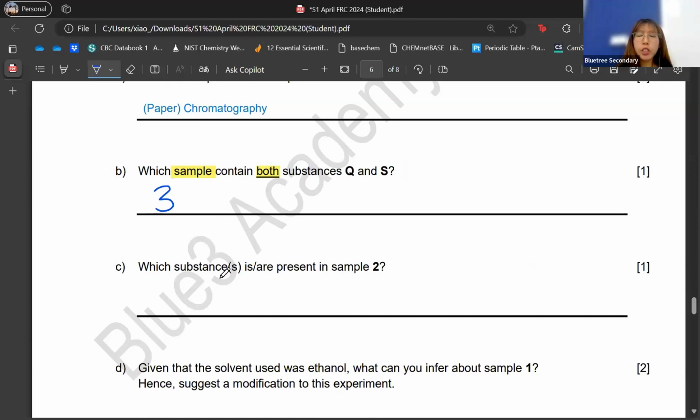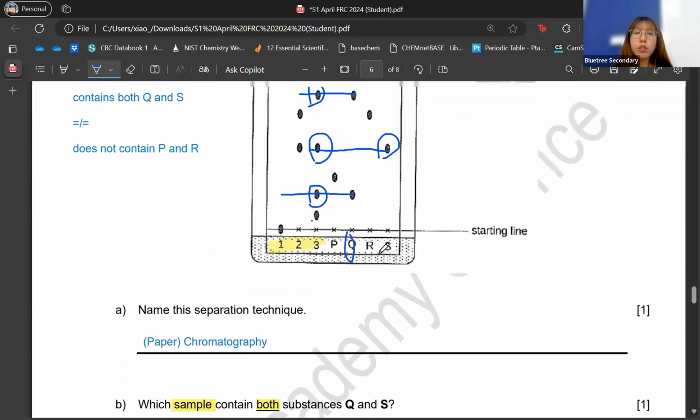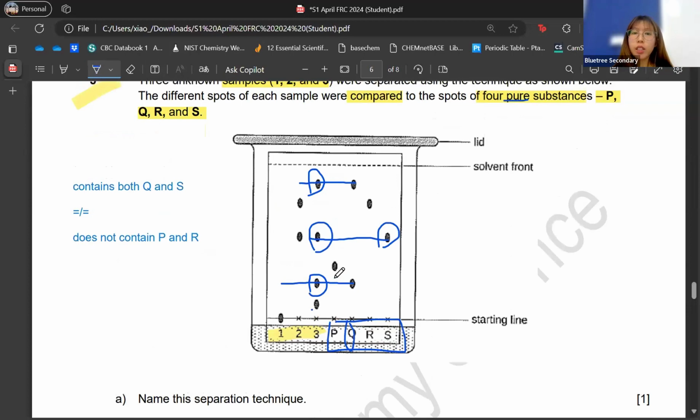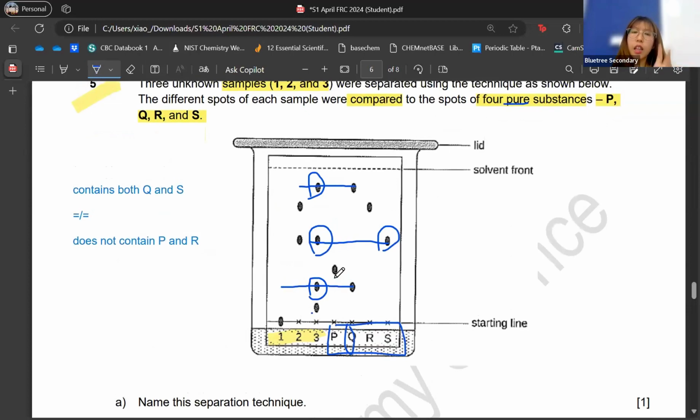So going to part C, which substance or substances is or are present in sample 2? Now we are picking out the substances, which means that now your answer should be P, Q, R, or S. So read the question out. I'm finding the substances that are present in sample 2. Erase everything if you have used your pencil to trace out, so that you have a clean chromatography to look at.